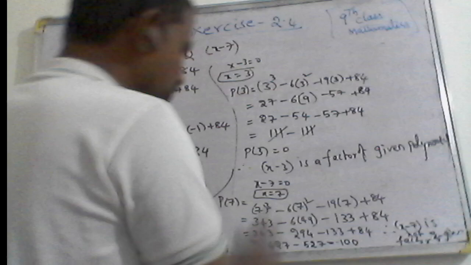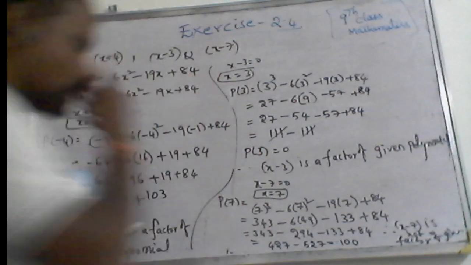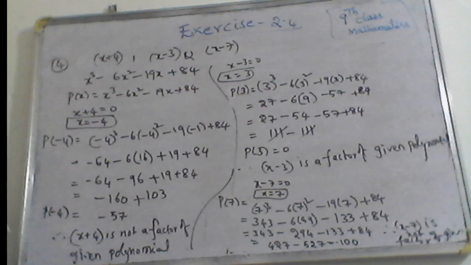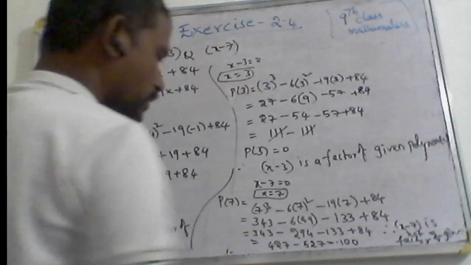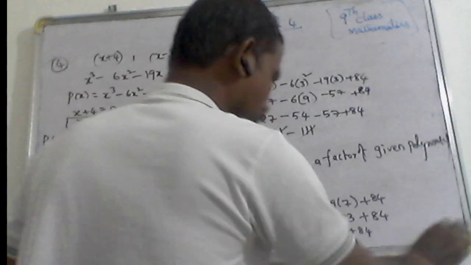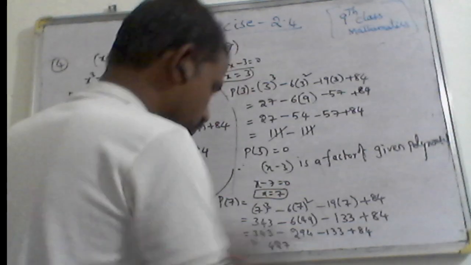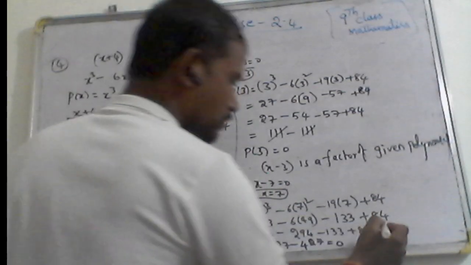7 cube is 343. 7 square value is 49. 49 sixes are 294. Here 7 nines are 63, so 133. Next one, 84. 84 plus 343 is 427. Minus 294 minus 133 is minus 427. So 427 minus 427 is equal to 0.